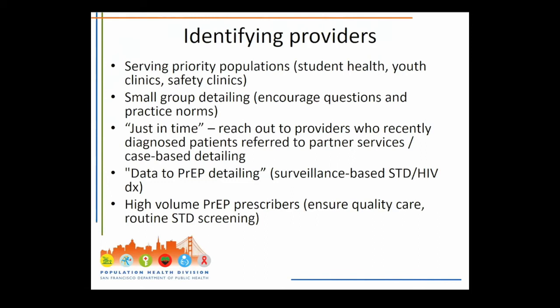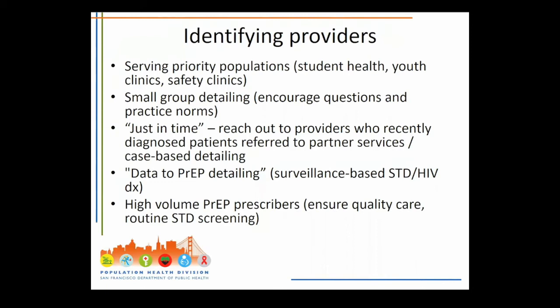We also have been willing to detail with small groups of clinical providers instead of just a one-on-one interaction. And sometimes we find that this is really productive because it lets people share their own practices around sexual history taking or PrEP prescribing. And I think, again, that clinician to clinician discussion helps to build PrEP as a norm. In addition, we offer just-in-time training.